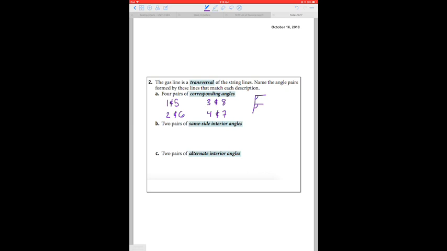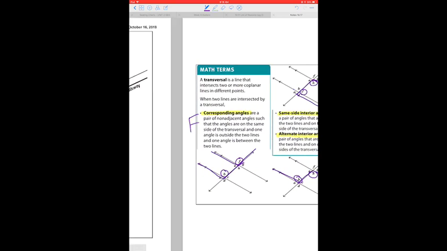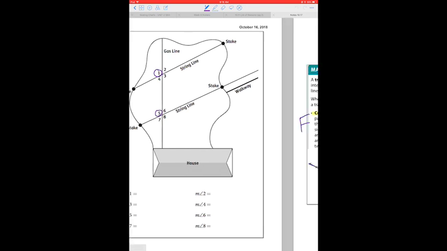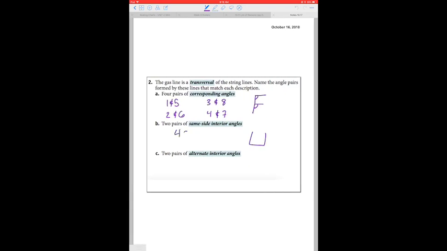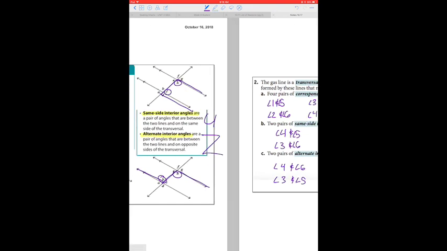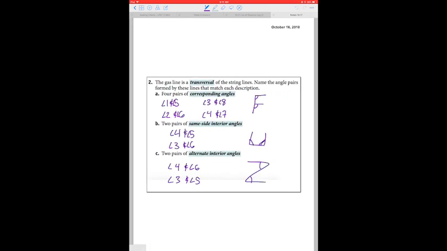The same side interior angles form the U. So they are the 4 and 5 and 3 and 6. And we really should have the angle symbols in front of all these. And then lastly, alternate interior angles form the Z. And that would be like angle 4 and angle 6, and angle 3 and angle 5. Right, angle 3 and 5, 4 and 6 form the Z's. So those would be the alternate interior angles.